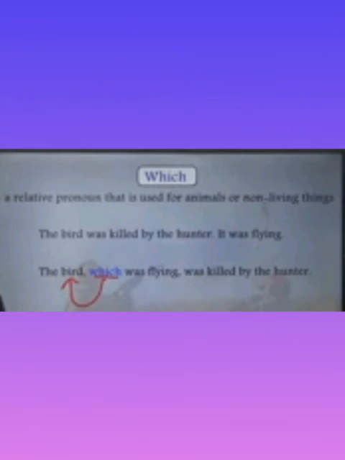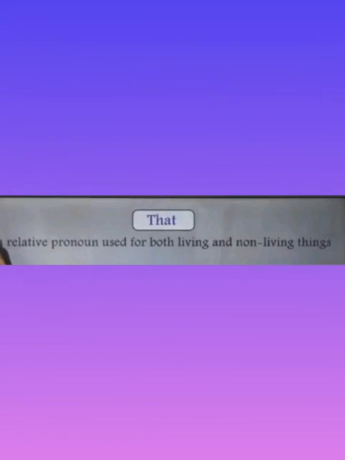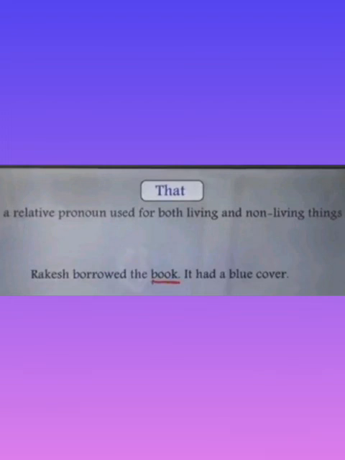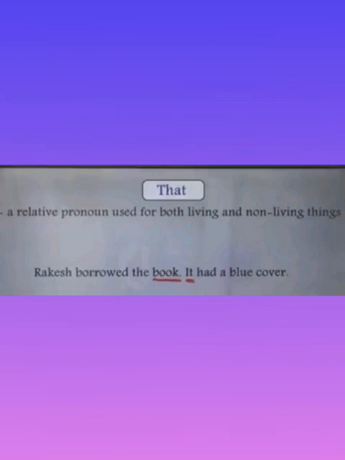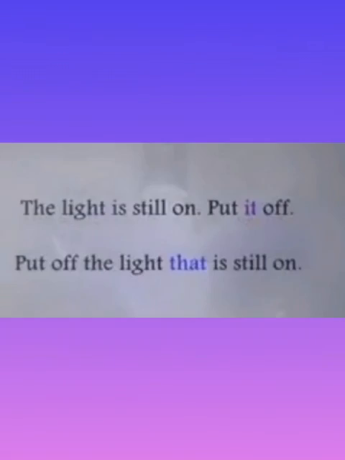Let's see the use of relative pronoun that. That is used for both living and non-living things. For example, Rakesh borrowed the book. It had a blue cover. So it refers here to the book. So let's join the two sentences by using the relative pronoun that. So it becomes Rakesh borrowed the book that had a blue cover. Another example, the light is still on. Put it off. So it becomes put off the light that is still on. So this is how we can use the relative pronoun that.